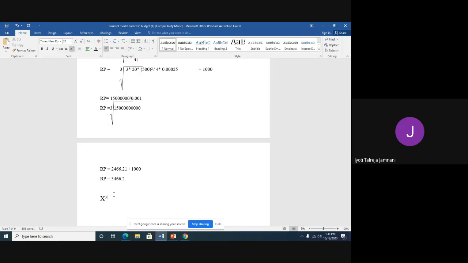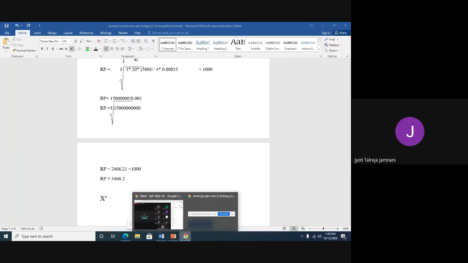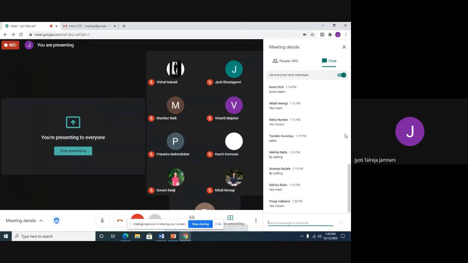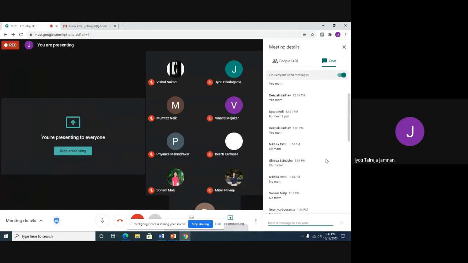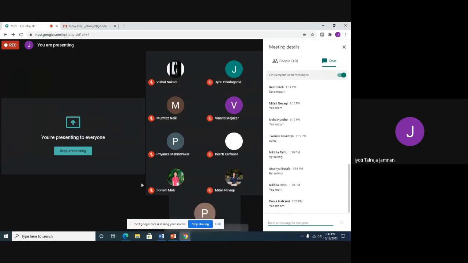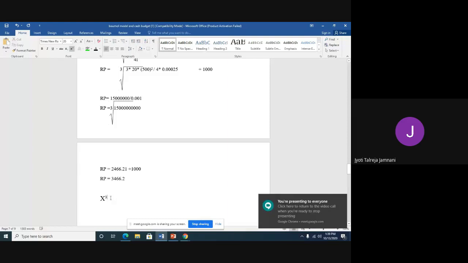2466.2. All of you are getting it, all those who have a scientific calculator. Anybody who is not able to use it or not getting the cube root sign, you can ask questions, and also check the chat box if somebody has raised something. So this is how you find the cube root of the value and get the return point.